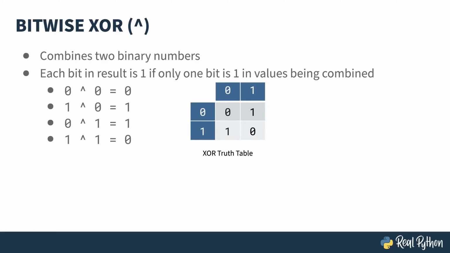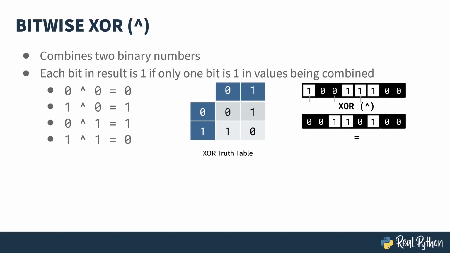Here's the corresponding truth table and an example. Follow the ones, but only if they cross a 0. There's the result.